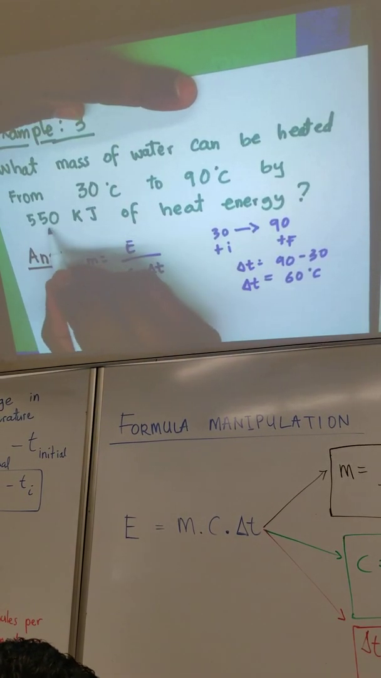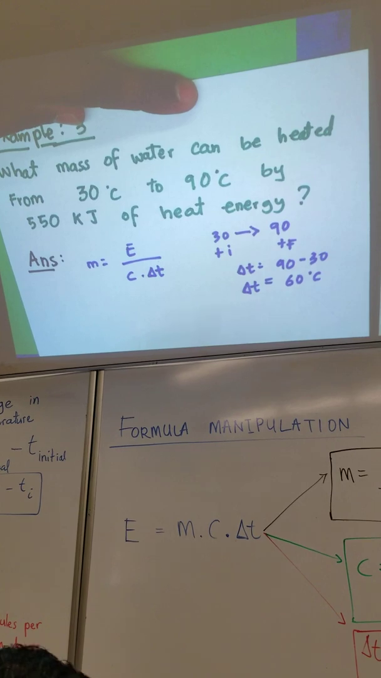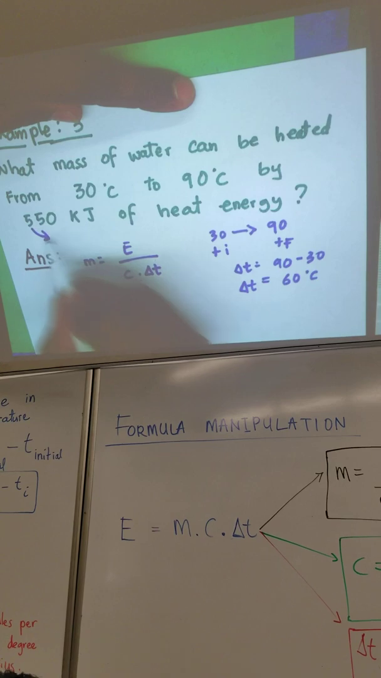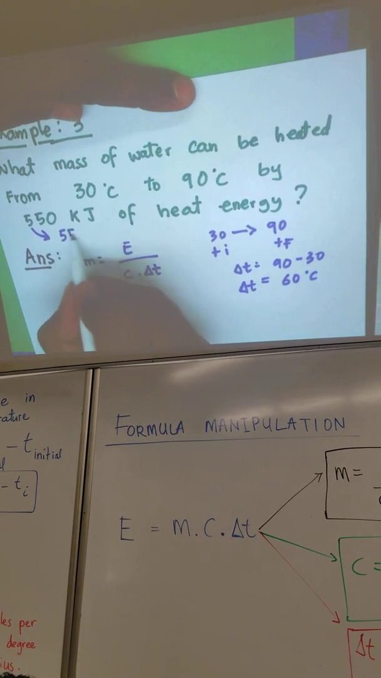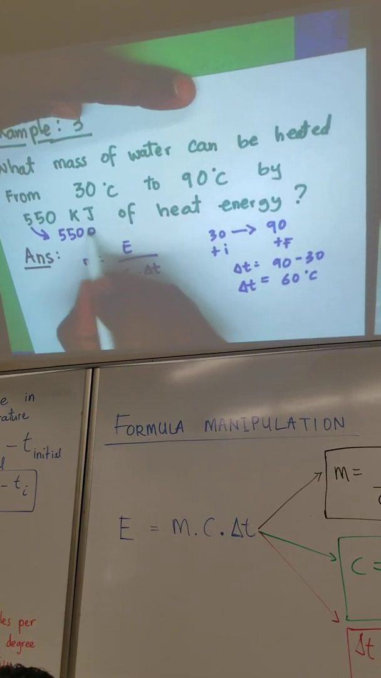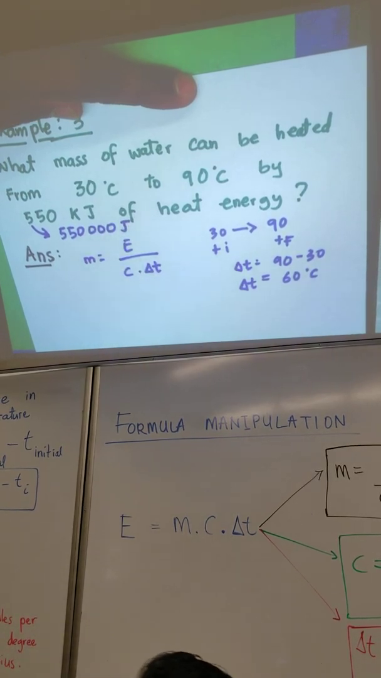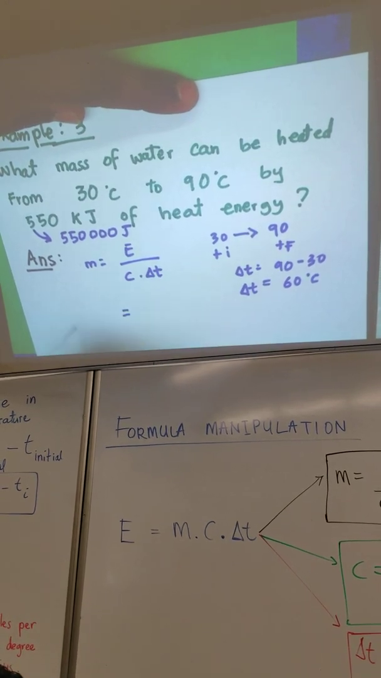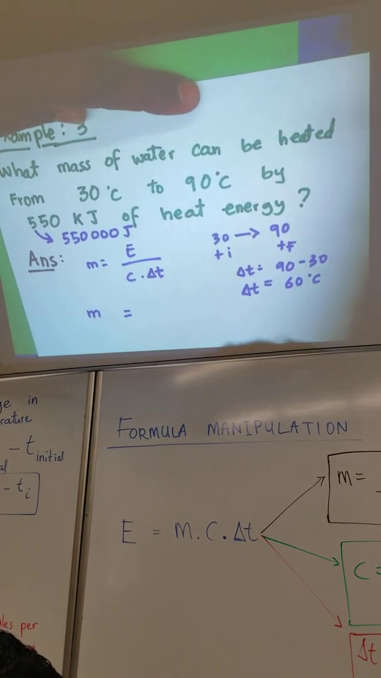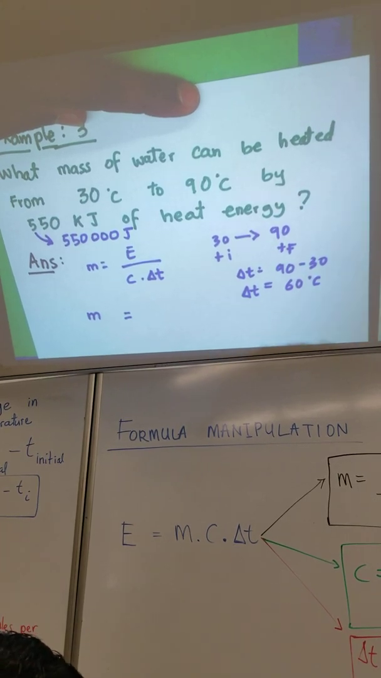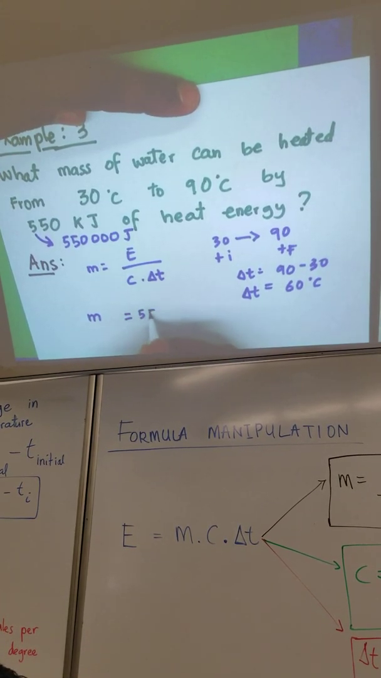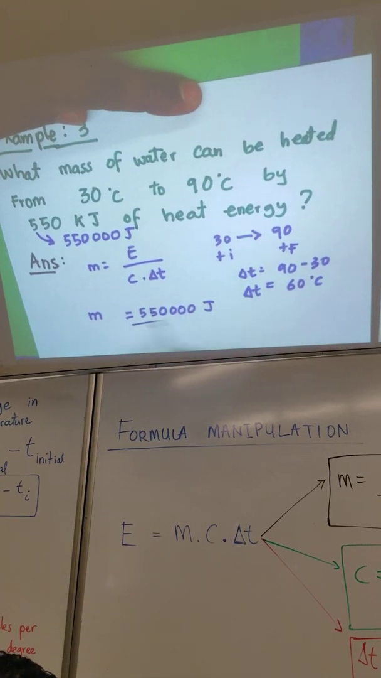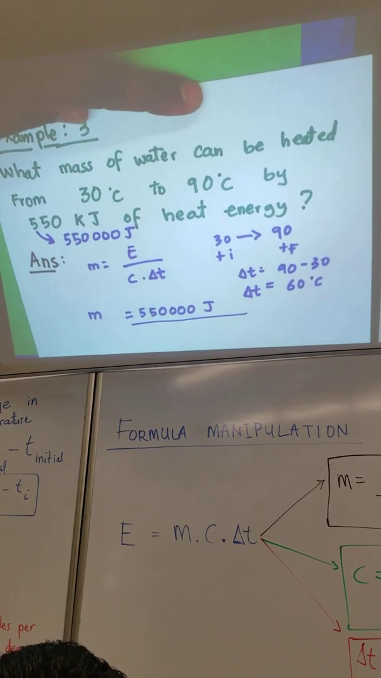So we are going to first convert the kilojoules into joules. So 550 multiplied by 1000. Simply add 3 more zeros at the end, and the answer is in joules. So let's plug in the values into the formula. Mass is equal to 550,000 joules, and then divided by the specific heat capacity for water.